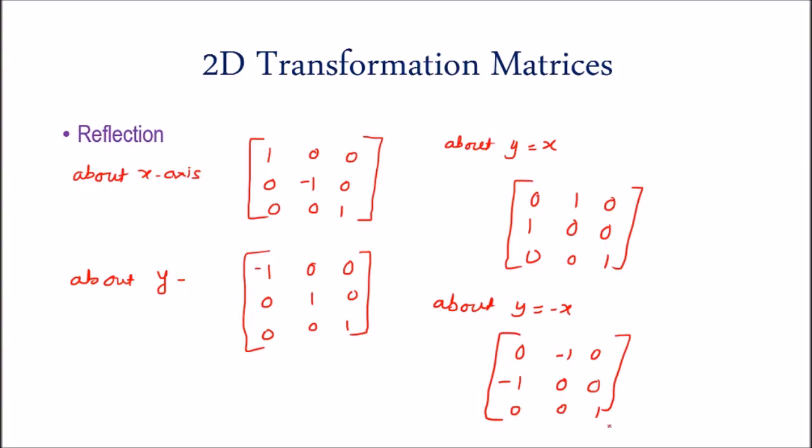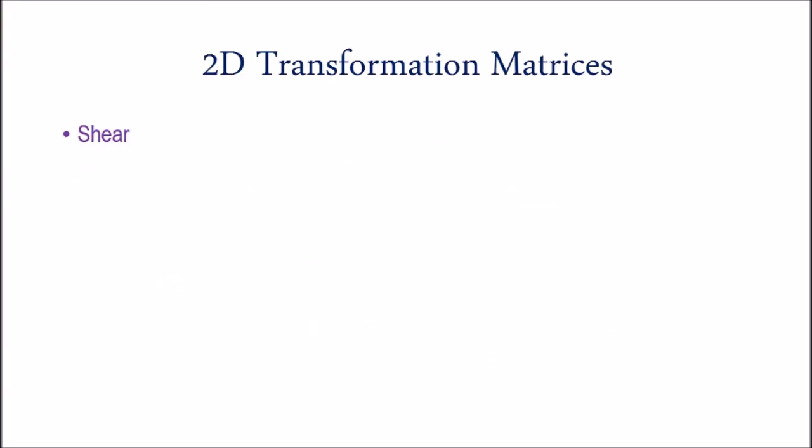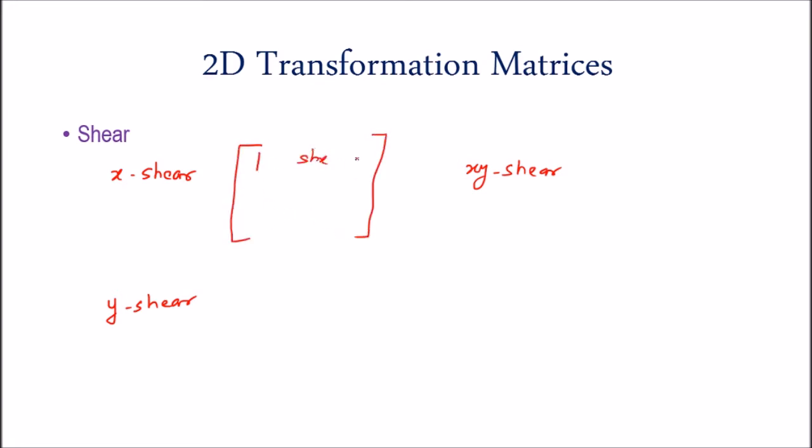Everything is discussed in detail in the previous tutorial, we are only revising the matrices. Now shear, we have discussed x shear, y shear and xy shear. The x shear matrix is 1 shx 0, 0 1 0, 0 0 1. Now the y shear matrix is 1 0 0, shy 1 0, 0 0 1.